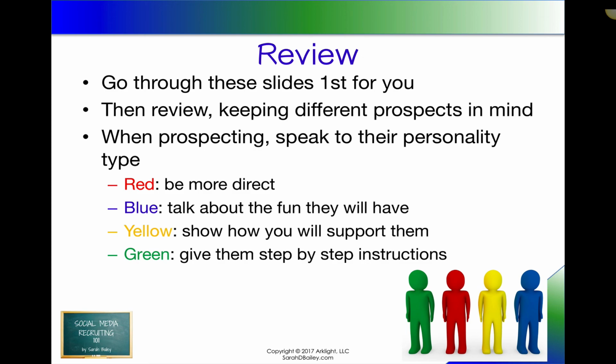With reds, you want to be more direct. With blue, you want to talk about the fun they will have, the parties, the events. The yellow, you want to show how you will support them, and you talk about charities. The greens, they're very analytical. They want the data. You want to give them the step-by-step instructions on exactly what they will be doing when they partner up with your company.